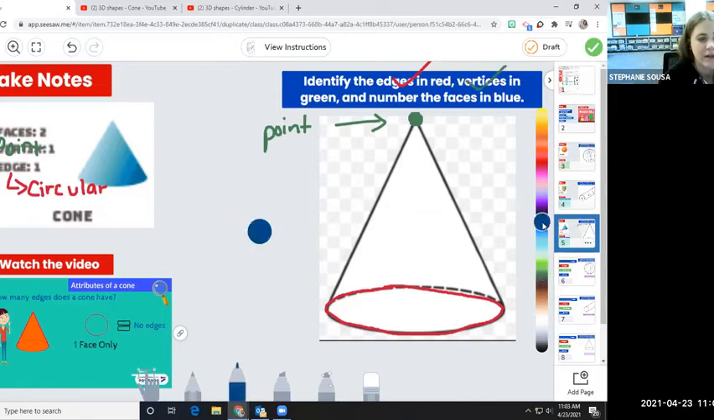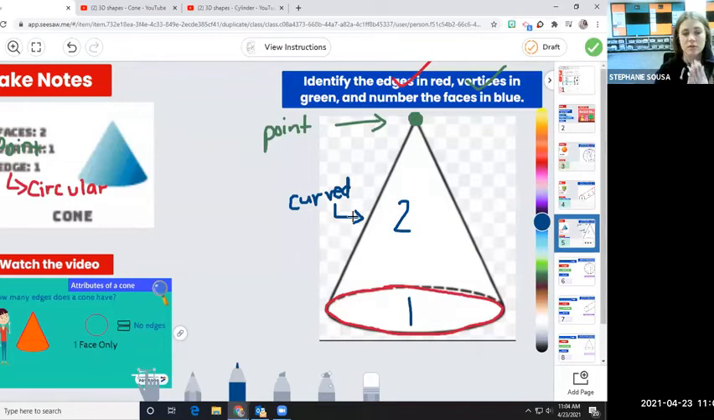And finally, the number of faces in blue. We have one flat face. We have a second curved face or curved surface. And we know when we roll that out, it would create a flat rounded triangle, or as William connected earlier, a quarter circular piece.